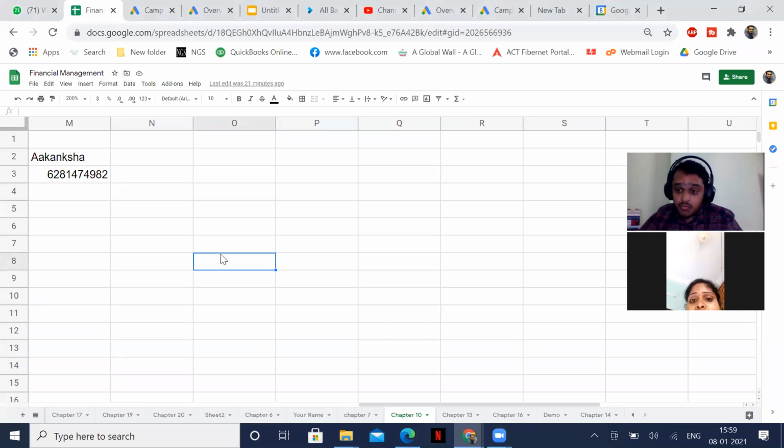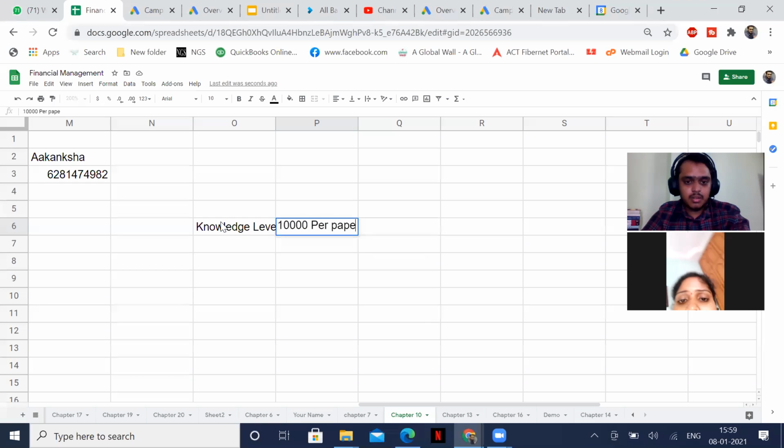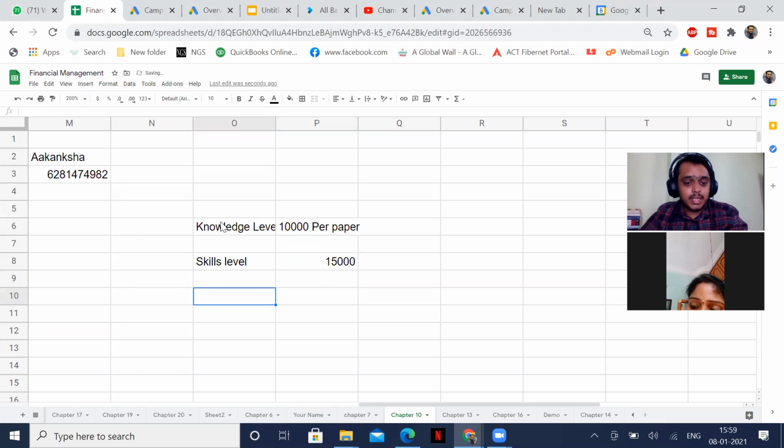The fee of each subject: for knowledge level, your fee is 10,000 per paper. Skills level is 15,000 per paper. And then comes professional level, where you will have 20,000 per paper.